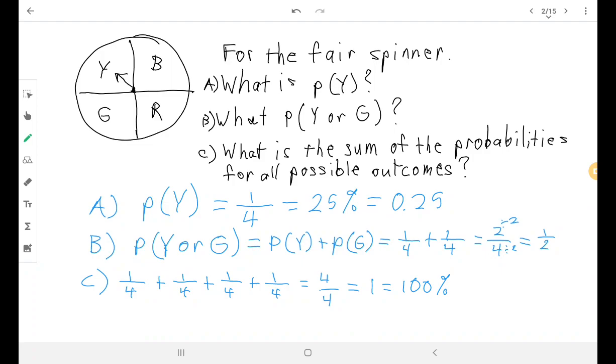And that should make sense, right? If I say, all right, what is the probability that you spin the spinner and it lands on one of the colors, any one of the colors? It's 100%, right? It's got to land on one of the colors. Otherwise, something really weird happened, like the spinner fell off or something weird like that. So definitely, all the outcomes, all the probabilities, when you put them all together, they have to come out to 1, right?